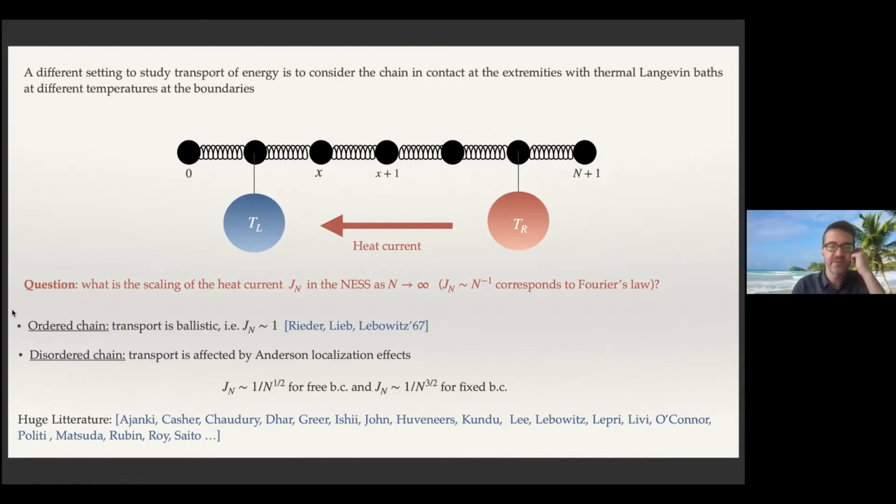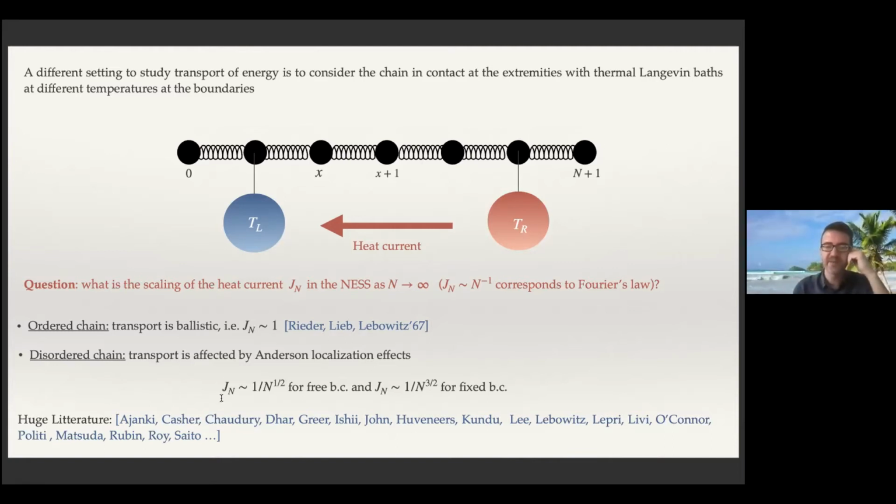Of course, as we know, in the case where you have an ordered chain with all masses constant, equal to the same value, then the transport is ballistic, which means that J_n, the average current, scales just like order 1, so it doesn't go to 0 like 1 over n. This was proved a long time ago by Rieder, Lebowitz and Lieb, but it was known for a very long time in physics. For the disordered chain, due to the Anderson localization effect that I described before, the high modes are localized, but the low modes are not localized, so they still transport some energy.